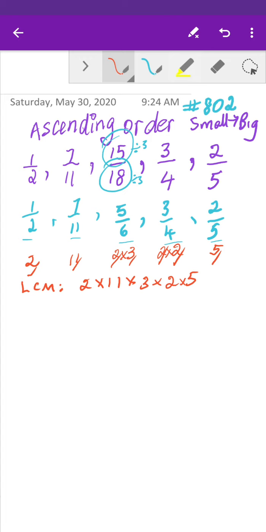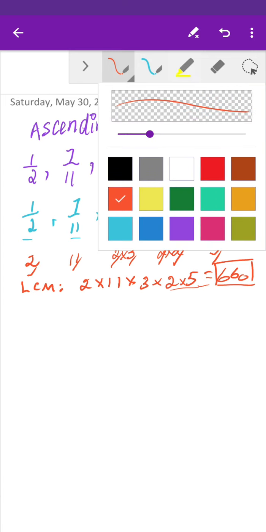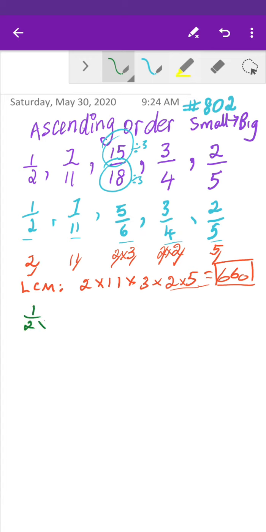So 22 times 3 is 66, times 2 is 132, times 5 is 660. Wow. So the smallest number that they all go into happens to be 660. That's amazing. Okay, never mind, that is the number. So I'm going to make all the denominators 660. First of all, to get 660, I must multiply both of these by 330. So you get 330 over 660. That's a half.